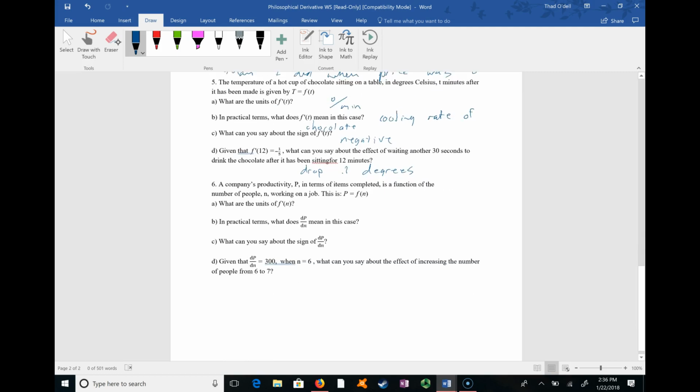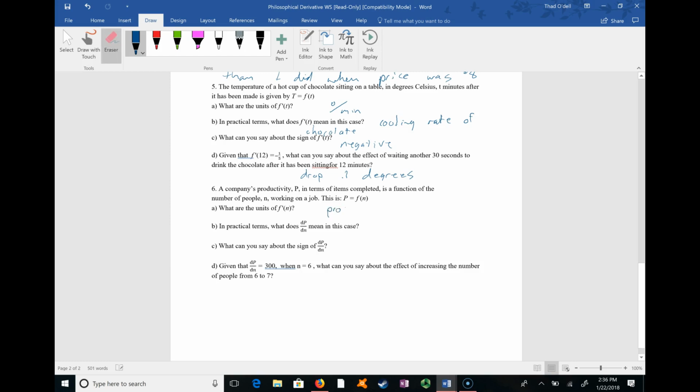Temperature of my chocolate. Okay, a company's productivity in terms of items completed is a function of the number of people working. So N is the people working, and P is the number of products produced. So the units would be products, or you say units, I guess would be a better way to say that. Units produced. So that would be units of whatever it is per person. In practical terms, what does it mean? It tells me the change in units produced per change in number of workers.